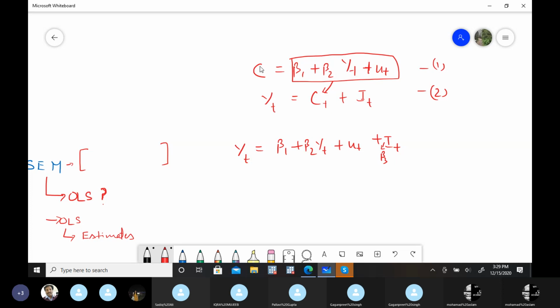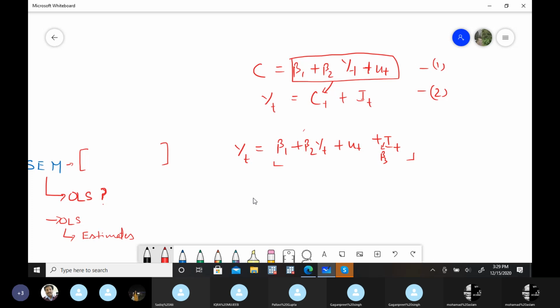It's not that I'm running a regression on consumption first and income second and getting these estimates. No, I have to run it simultaneously. That's why we call it simultaneous equation models. Now I have incorporated this equation into a second equation, so maybe you can think we can apply OLS. Yes, you can apply OLS; there is no restriction as such from the methodology point of view.